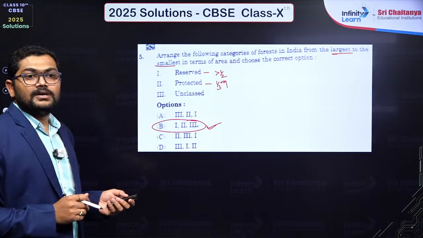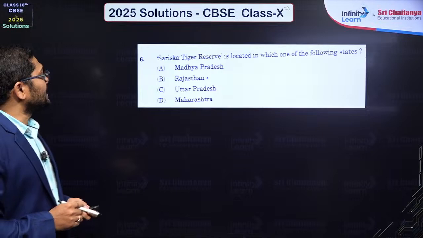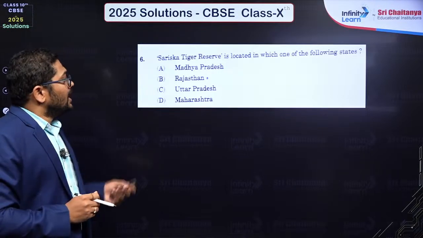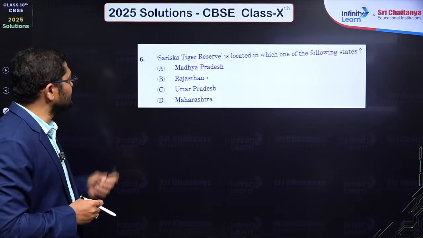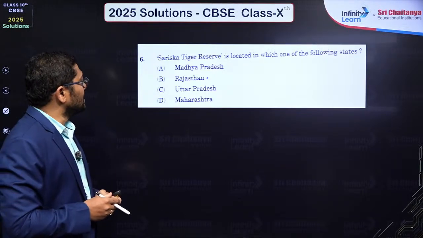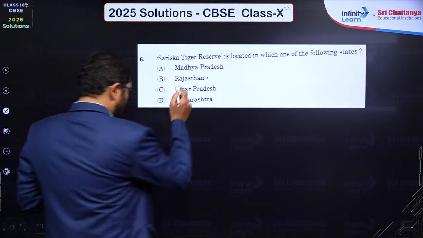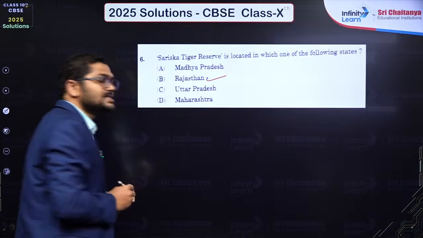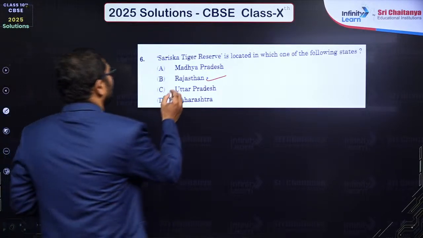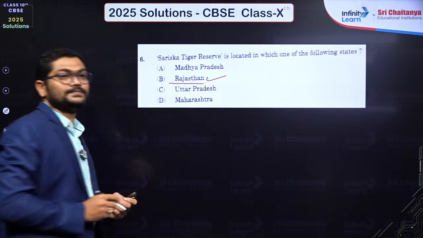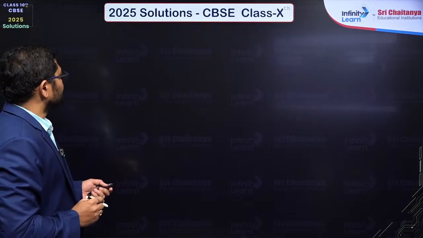Let's see question number 6. Sariska Tiger Reserve is located in which one of the following states? It's a very easy question. If you see the options, Madhya Pradesh, Rajasthan, Uttar Pradesh and Maharashtra. So for this, undoubtedly the option is Rajasthan. So in Rajasthan we have the Sariska Tiger Reserve. So for the sixth one, the correct option is option B. Let's see question number 7.